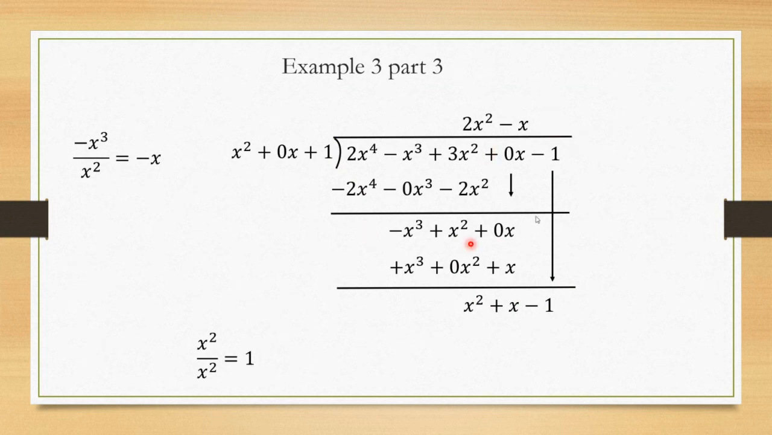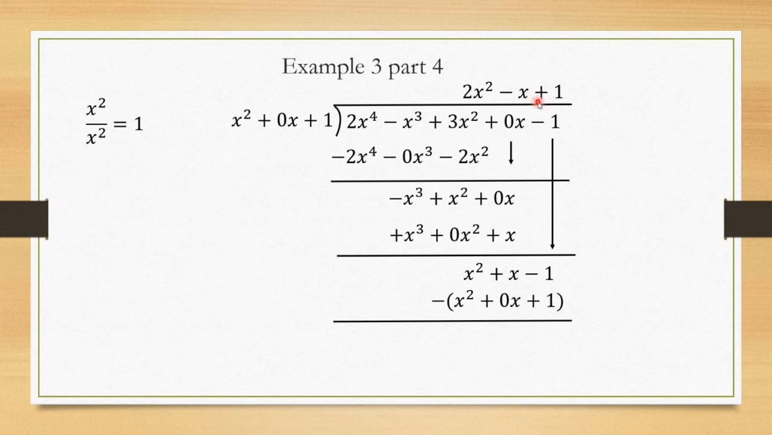Oh, excuse me, yeah, here it is. Got confused for a second. I thought I forgot it. Sorry about that. So the 1 goes up here. We have plus 1. And then we're going to multiply and subtract. See, that's what we're doing. Multiply 1 by this. We have x squared plus 0x plus 1. You know, 1 times anything is itself.